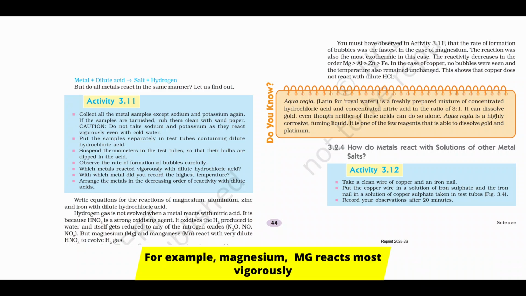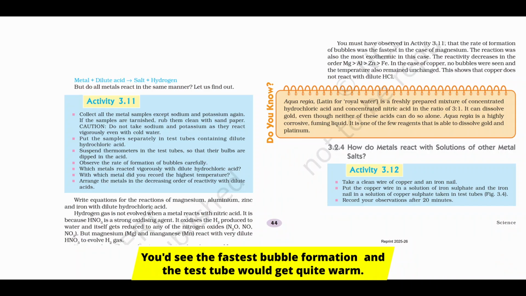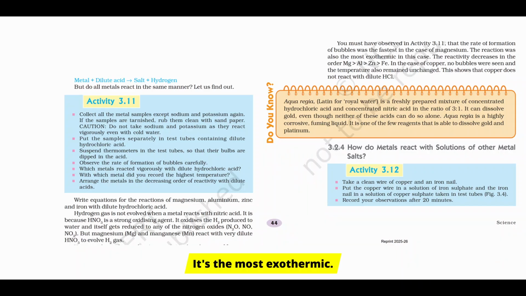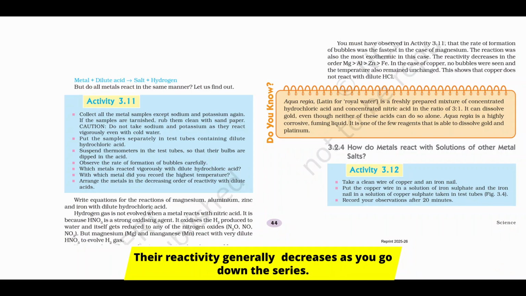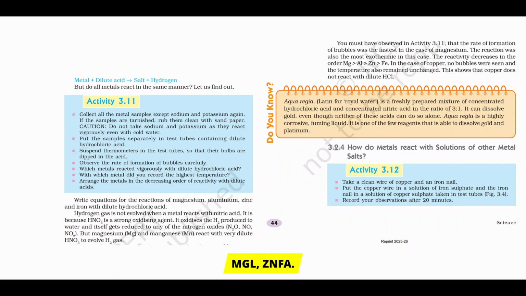For example, magnesium, Mg, reacts most vigorously with dilute HCl. You'd see the fastest bubble formation, and the test tube would get quite warm. It's the most exothermic. The reactivity generally decreases as you go down the series: Mg, Al, Zn, and Fe. You'd see fewer bubbles, a slower reaction.